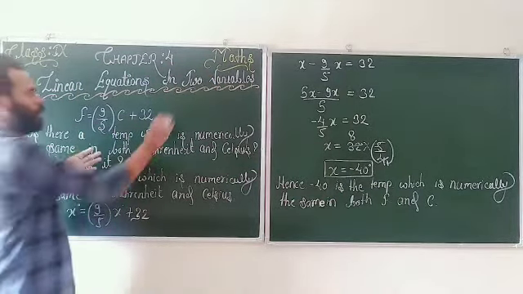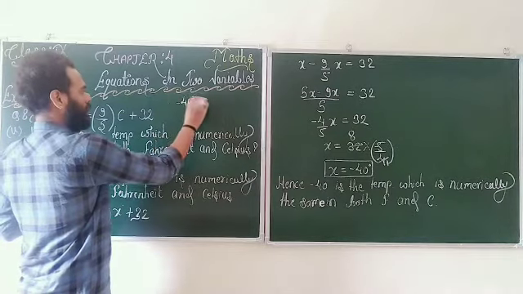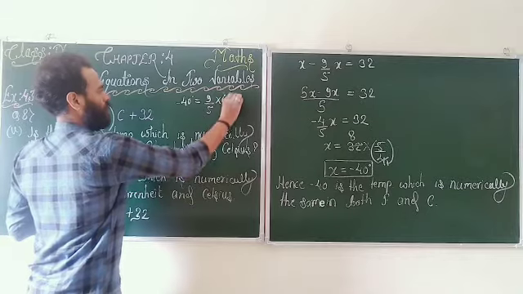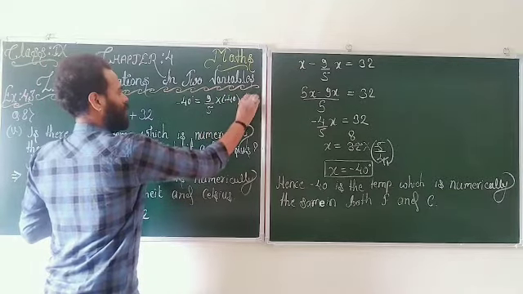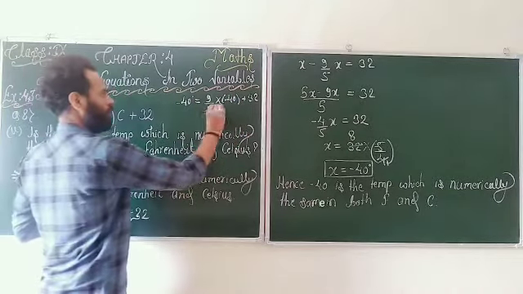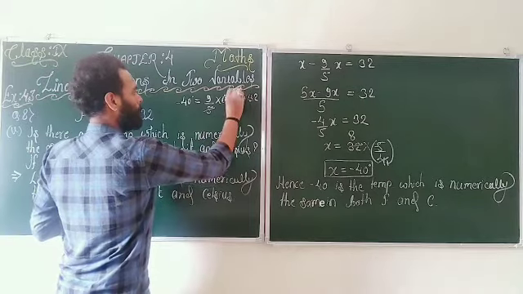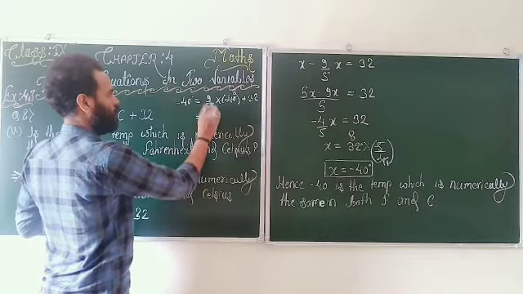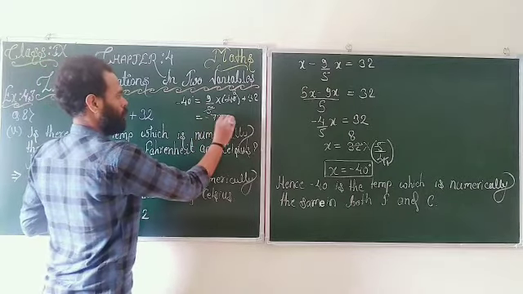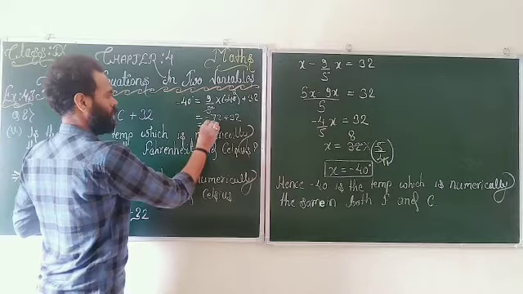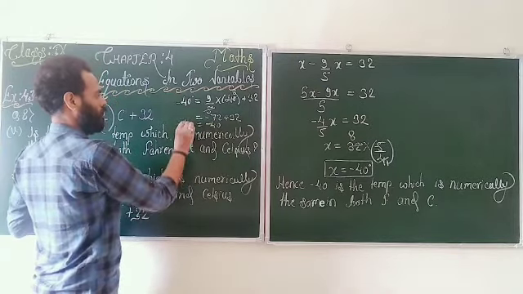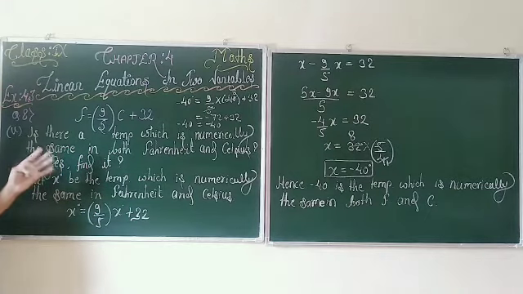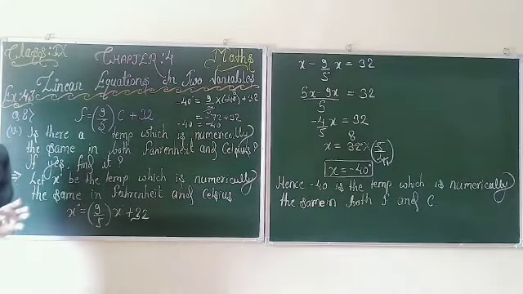We also check it by putting -40 degree is equal to 9/5 into -40 plus 32. So here we get 9 into -8, which is -72, plus 32. So we get -40 equal to -40. So this is the temperature which is numerically the same in both Fahrenheit and Celsius.